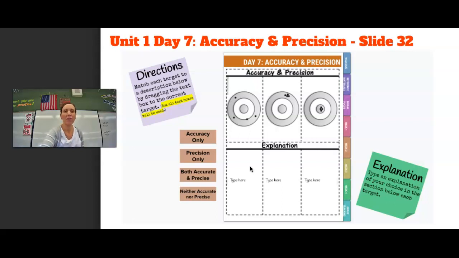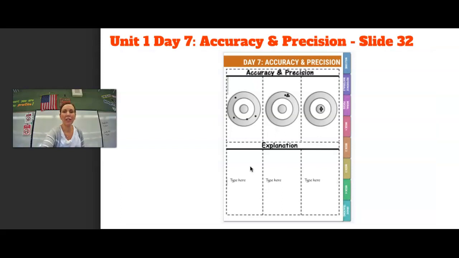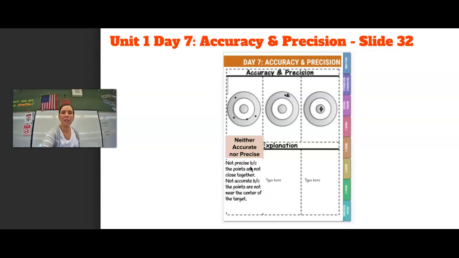Okay, so let's go through those answers and see if you were correct. So if we look at the first bullseye, that one's neither accurate nor precise. The arrows didn't come anywhere close to the center of the target. Each of those arrows are scattered all over the place. They're not close to one another, so they're not going to be precise, and they're not accurate because they're not hitting that center of the target.